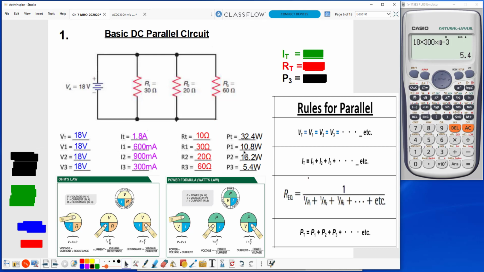So now that I've done all my calculations, I can fill in the blank here for IT, RT, and P3, and these will be the three answers that I'm looking for on the Chapter 7 Math Handout Canvas Answer Sheet assignment on your Canvas page.